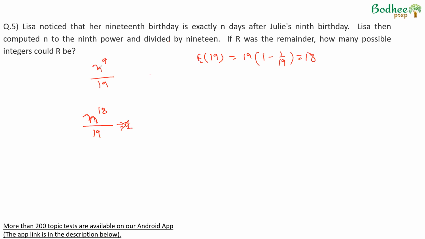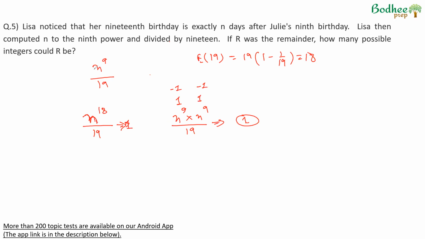Now we have to find the remainder when n^9 times n^9 is divided by 19. To get a product of 1, there are two possibilities. Either both of these numbers are 1 or both of these numbers are minus 1. We'll get the product as 1 here as the remainder.